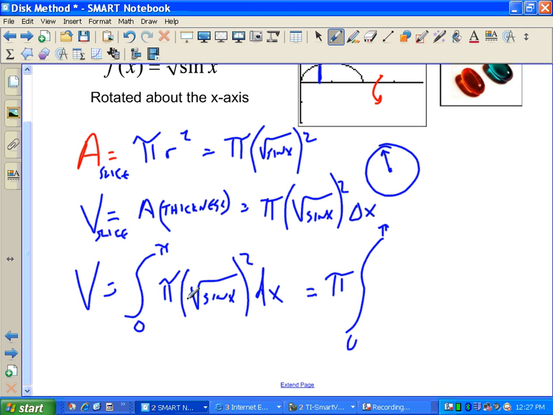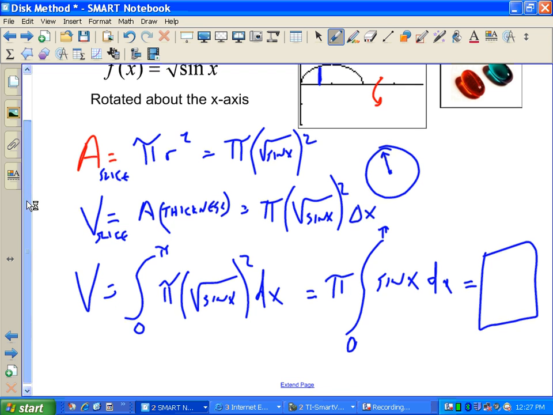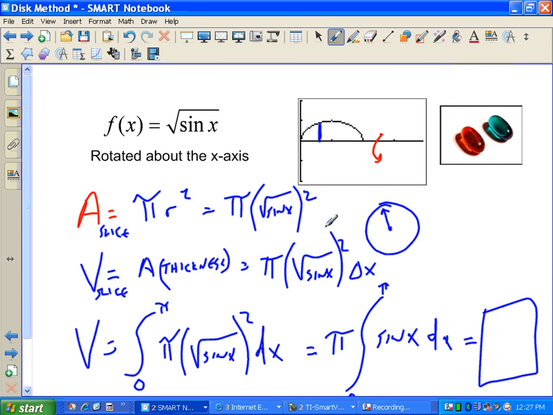Hopefully it's been bugging you that I've been doing the square root of sine and the squared part, knowing that those just take care of each other. So we end up with the integral of the sine of x dx, which we all can do, so I'm not going to go further with that. We know the antiderivative of sine, and then we can evaluate it at pi and at 0 and come up with an answer. So if you wanted to finish out the problem and get an actual volume, that would be great. That would tell us the volume when we rotate this thing about the axis.